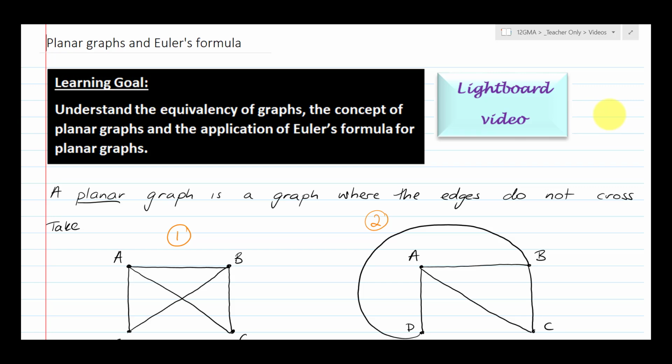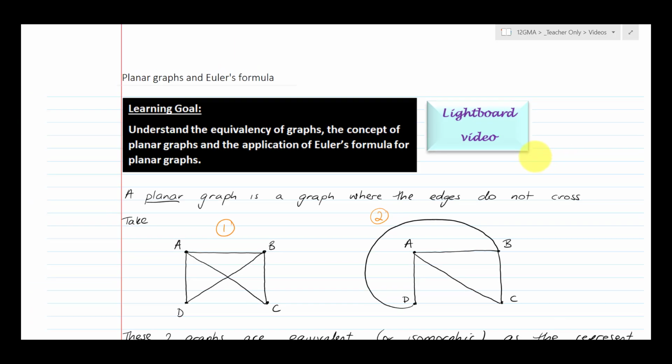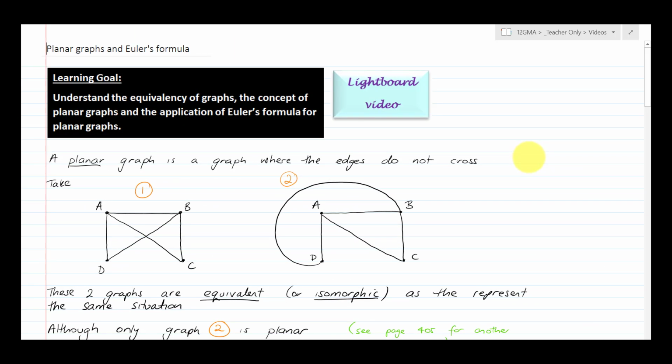And here we go. A planar graph is a graph where the edges do not cross. Take, for example, graph 1 and 2 here. Now, it turns out that these are actually equivalent graphs. If you go through and just do the calculations, you'll see that B connects to A, D, and C, and it does here as well. A connects to all of them, and it does here. D connects to A and B. C connects to A and B, and it does in graph 1 as well. So they're equivalent or isomorphic graphs.